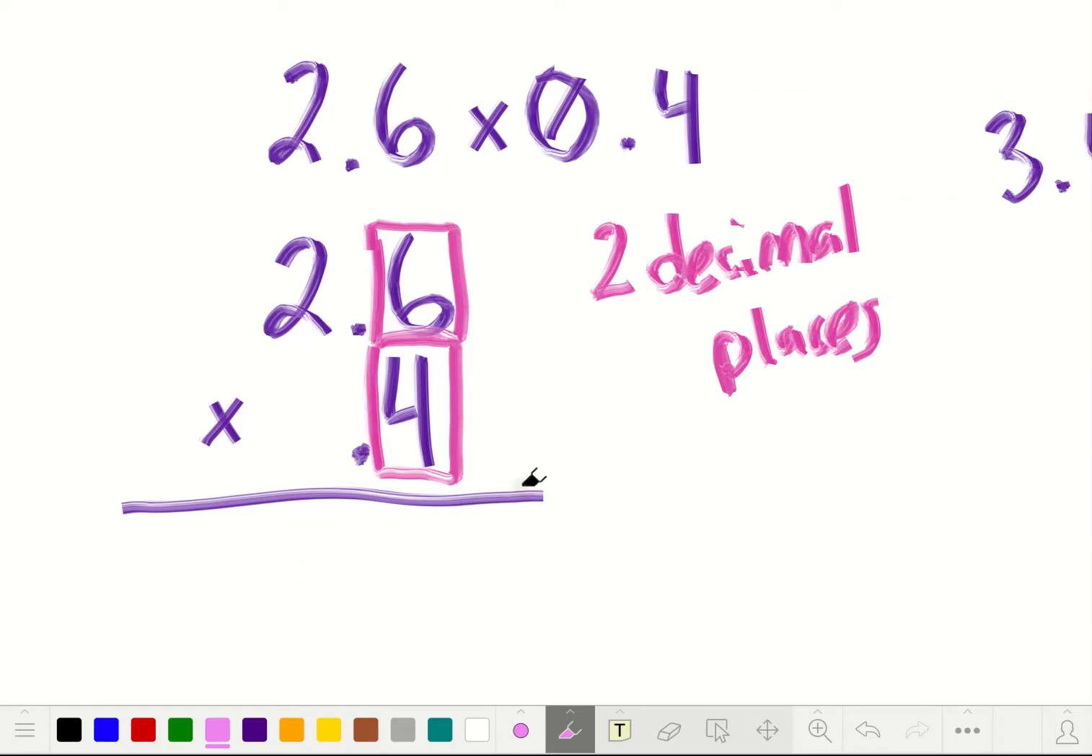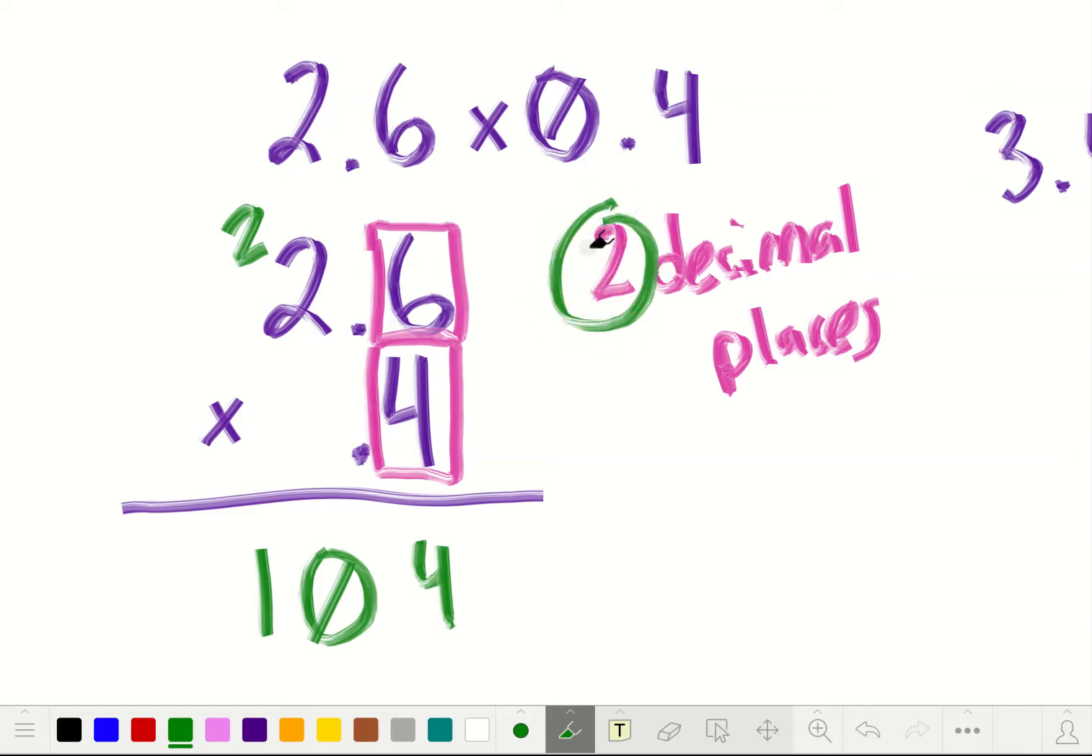So the next thing you're going to do is multiply as normal. I think you guys learned how to multiply in 3rd grade, 4th grade maybe? 4th grade for sure. So you guys should remember how to do this. We have 4 times 6, which is 24. So I write the 2 up here. So it's 24. And then 4 times 2 is 8. And then 8 plus 2 is 10. So I get 104.